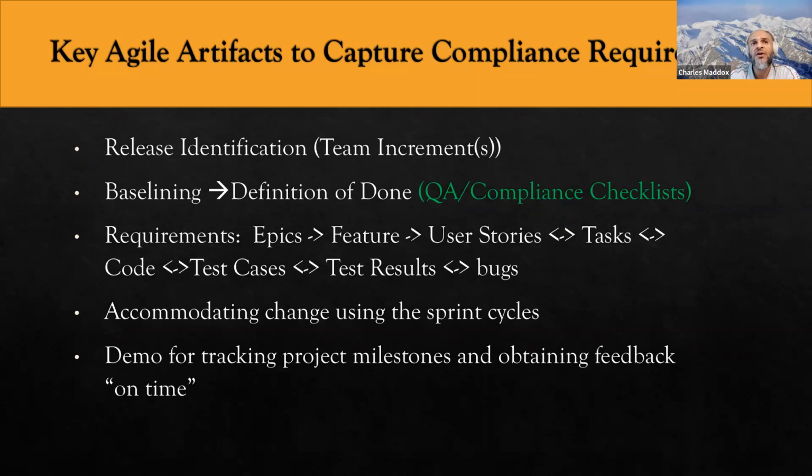Accommodating change. A big part of DO-178 critical software development is managing change. How are we tracking change? That is handled through your sprint cycles. It's fortunate that sprint cycles are only 2 weeks, so we have a feedback loop there. But even at our daily stand-ups, every single day, there's an opportunity to identify and capture any type of change that might be needed.